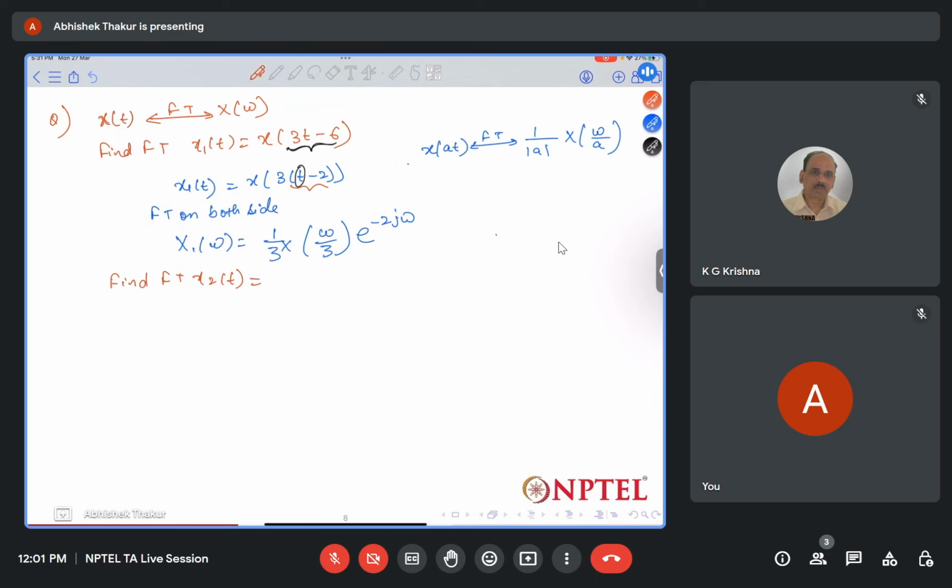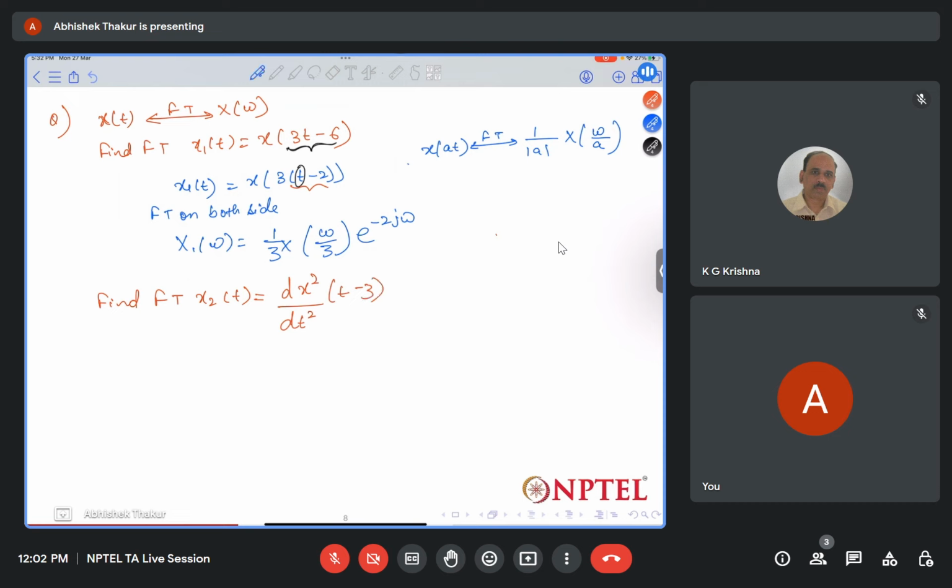So we'll take one more example. Let's suppose x2t is given, find the Fourier transform of x2t, that is given as d squared x by dt squared, t minus 3. It means double differentiation is there.